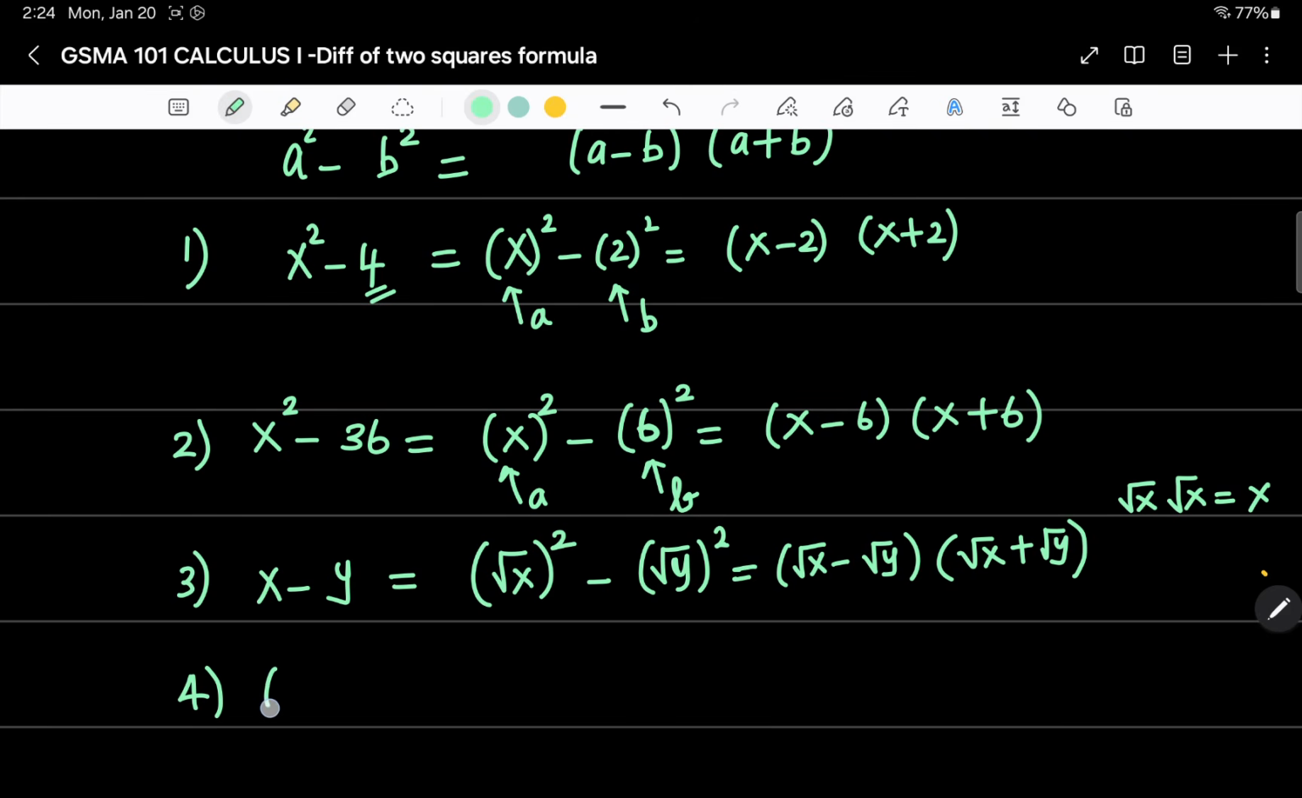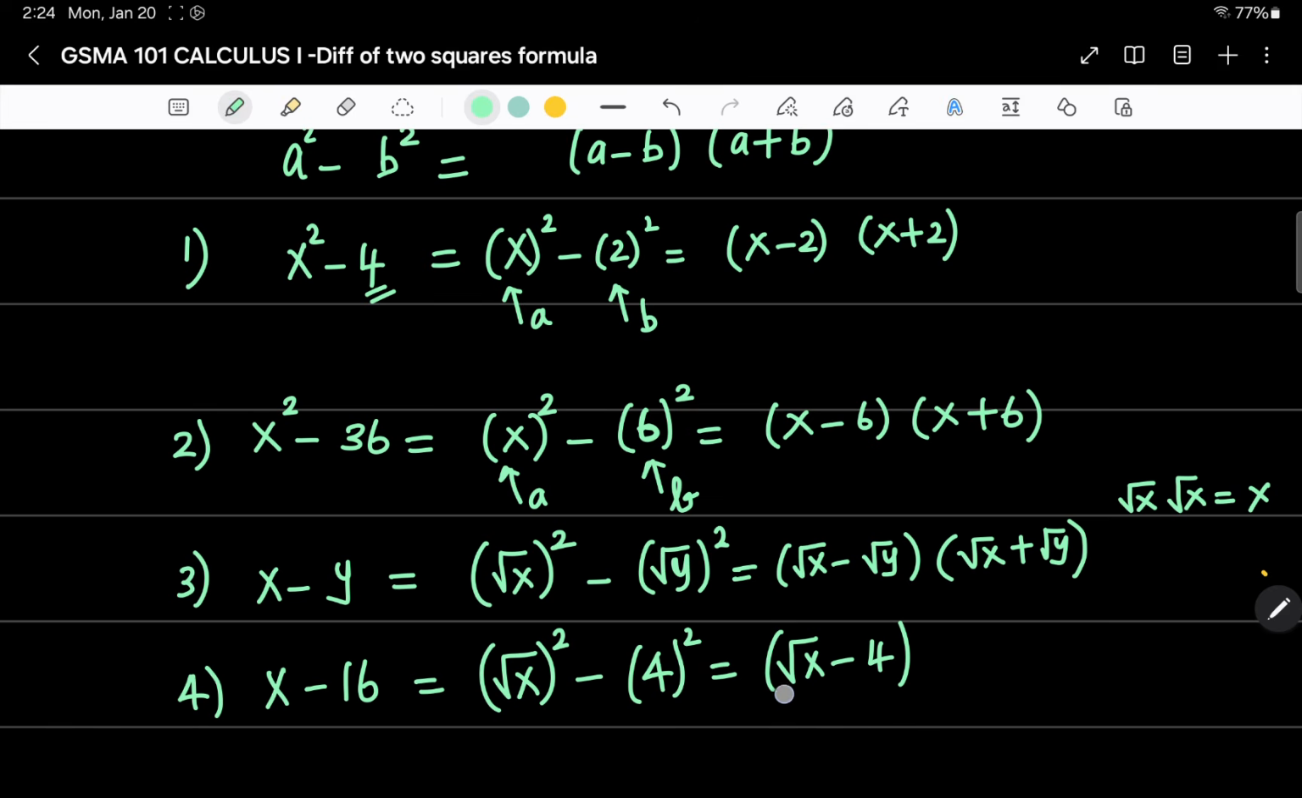Let's go to the fourth example, with numbers. x minus 16. 16 is a perfect square, but x is not a perfect square. So what I'm going to do, x, I'm going to write it as root x the whole square minus 16, I'm writing as 4 to the power of 2, which is equal to root x minus 4, and then root x plus 4. Is it okay, all of you?